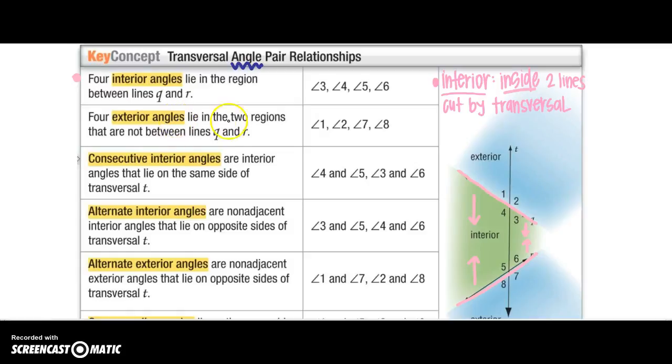Exterior just means they're lying on the outside of our two lines. So anything up here, angles 1, 2, 8, and 7, would be exterior. All right, getting a little bit more specific, I'm going to erase that. Consecutive interior angles. Consecutive means back to back.